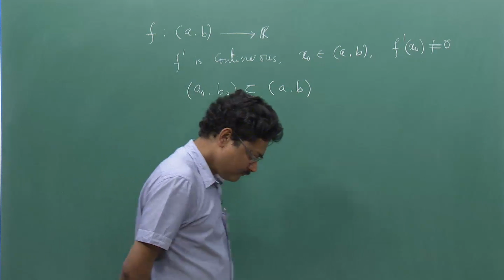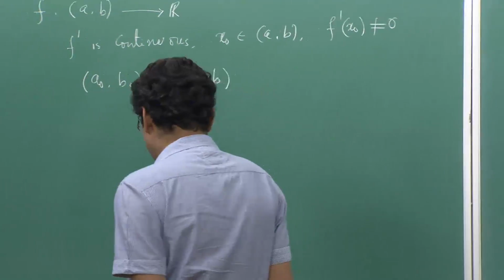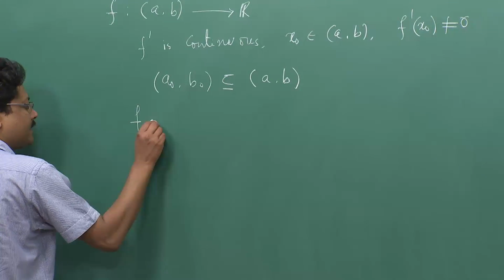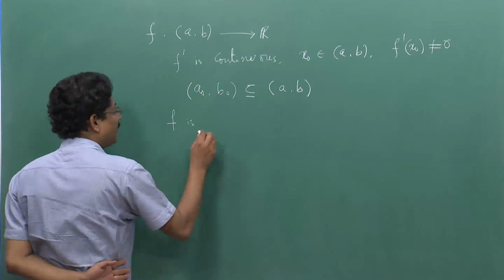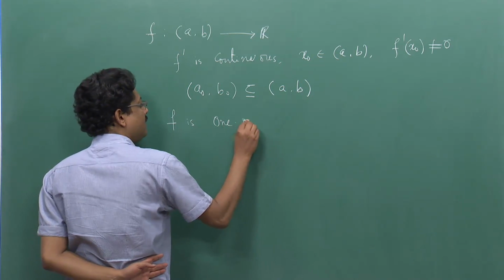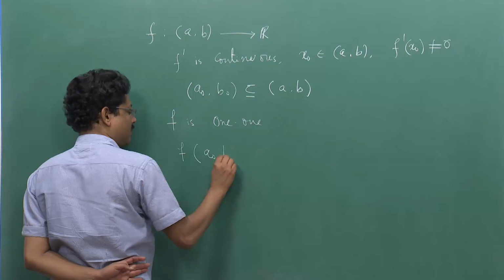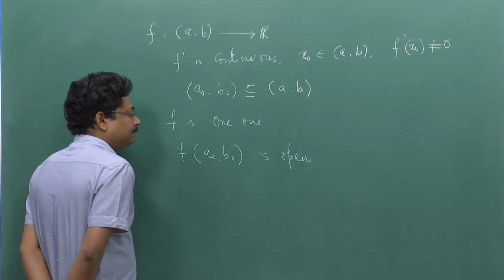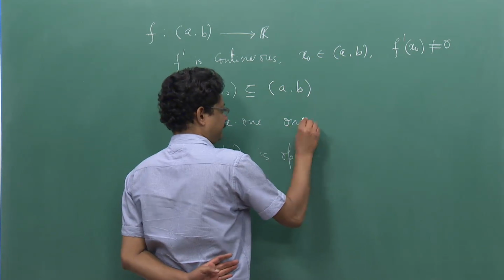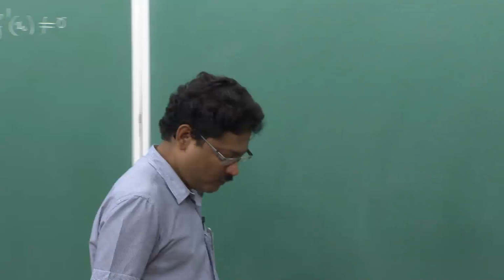In a b, where f is actually 1-1, and f of a naught b naught is open. So whatever we proved actually boils down to this thing.